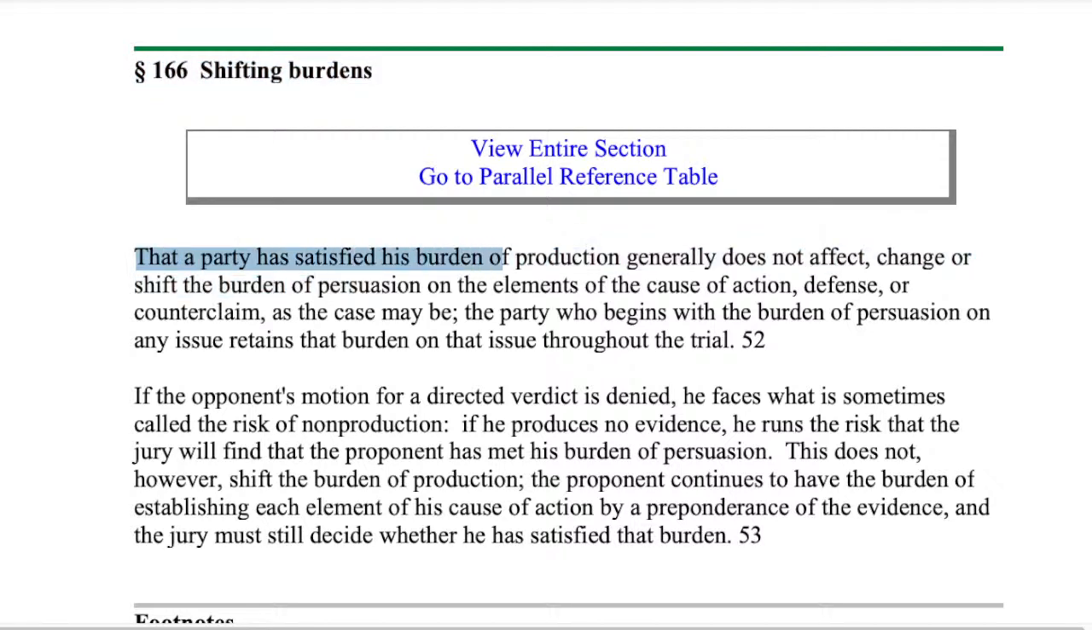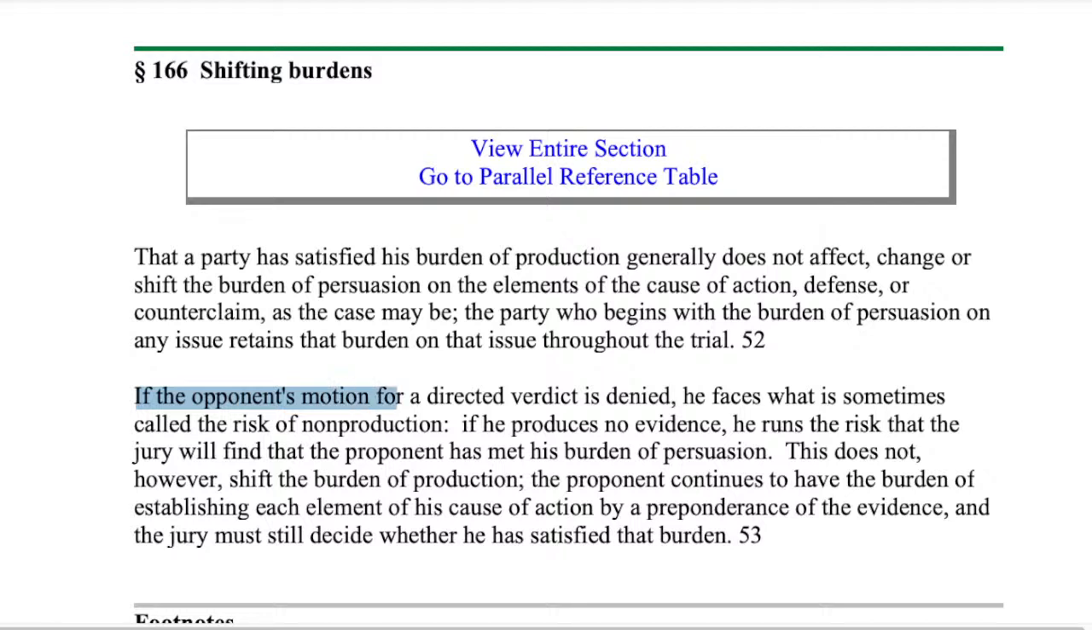That a party has satisfied its burden of production generally does not affect, change, or shift the burden of persuasion on the elements of the cause of action, defense, or counterclaim, as the case may be. The party who begins with the burden of persuasion on any issue retains that burden on the issue throughout the trial. If the opponent's motion for a directed verdict is denied, he faces what is sometimes called the risk of non-production. If he produces no evidence, he runs the risk that the jury will find the proponent has met his burden of persuasion. This does not, however, shift the burden of production. The proponent continues to have the burden of establishing each element of his cause of action by a preponderance of the evidence, and the jury must still decide whether he has satisfied that burden.